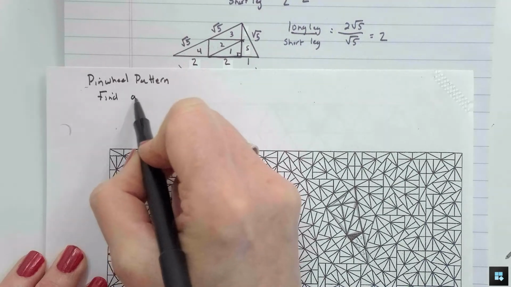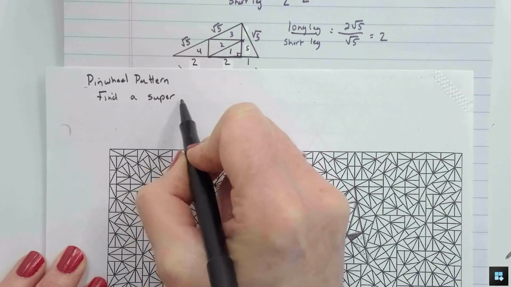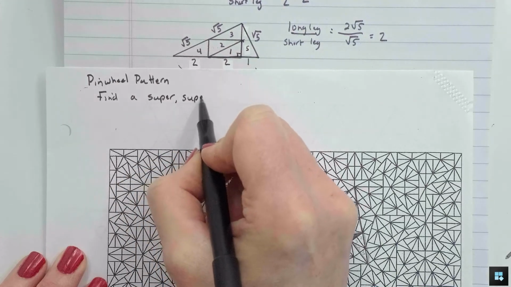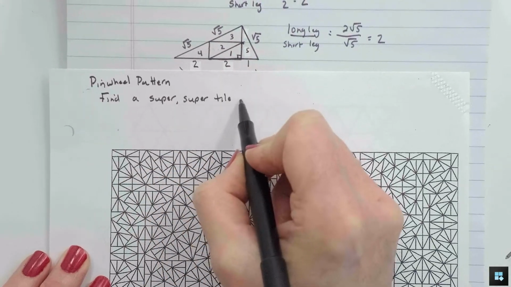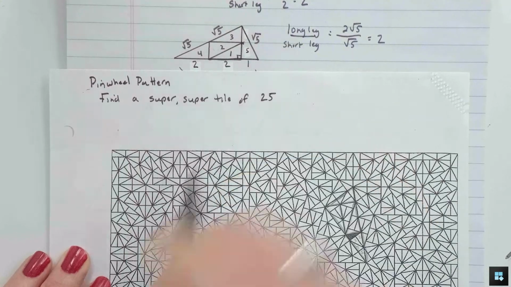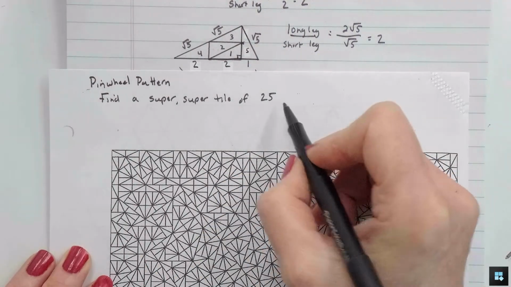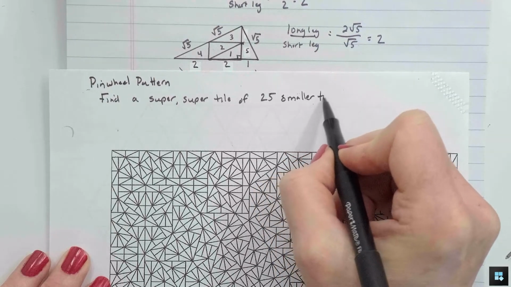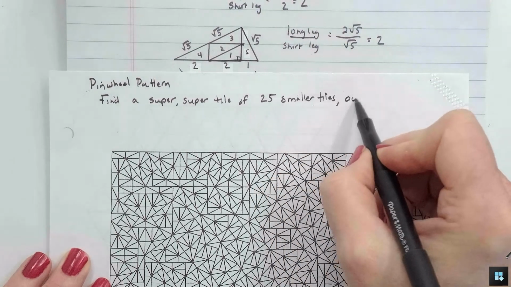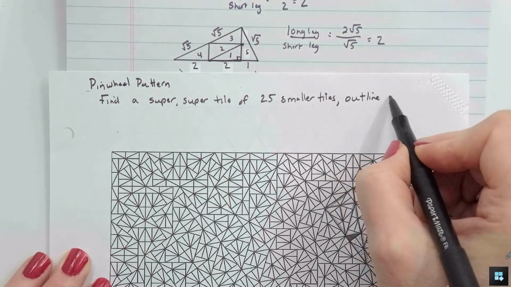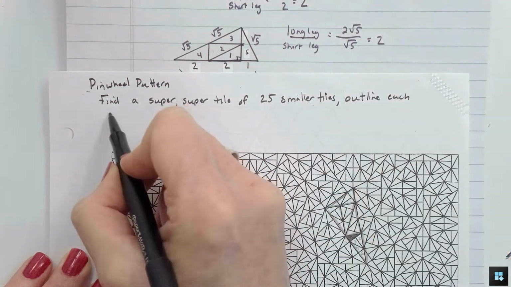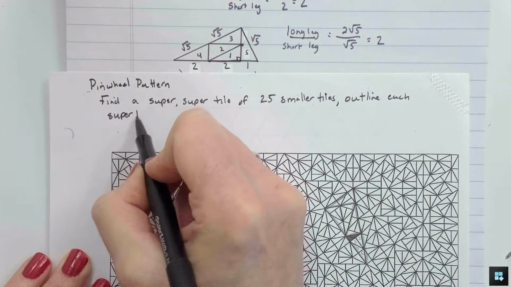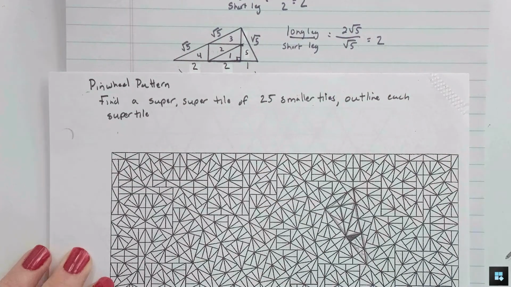find a super tile of 25 smaller tiles. Outline each super tile.